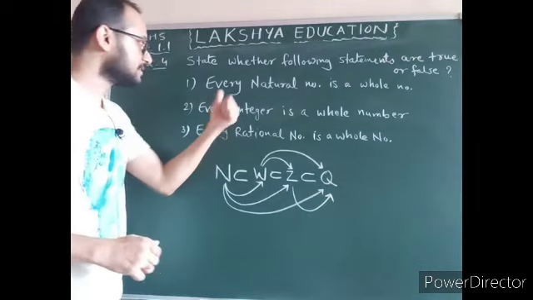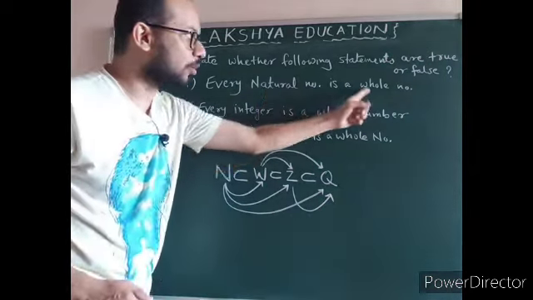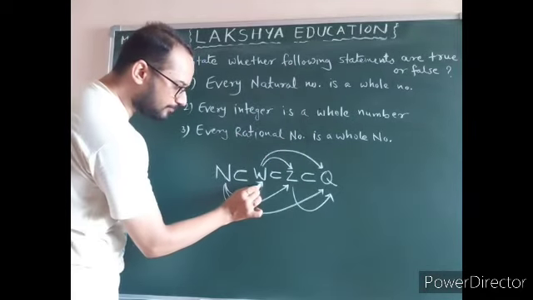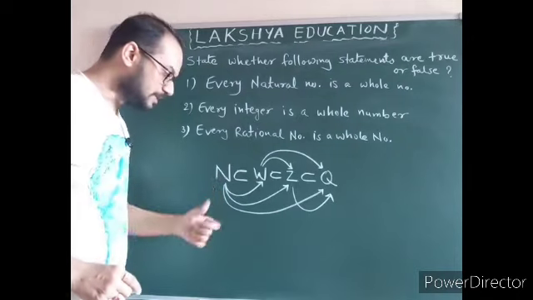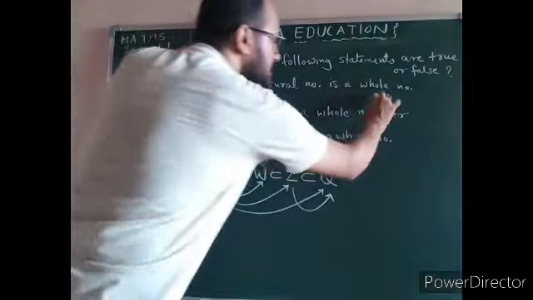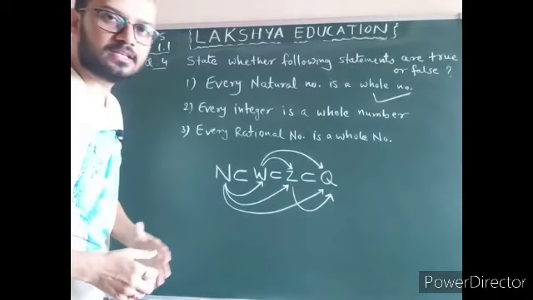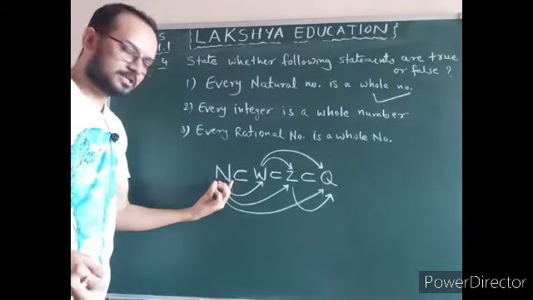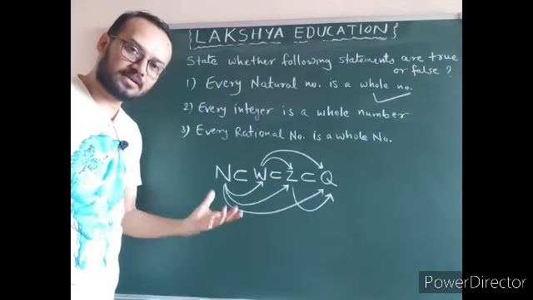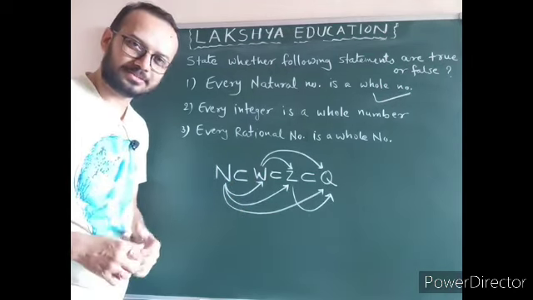The first statement is every natural number is a whole number. You can see here natural to whole, the arrow is going from natural to whole. It means every natural number is a whole number. It is a true statement. So it is true. If you want to give the reason, then all the numbers which are present in natural numbers are included in the set of whole numbers. Therefore, every natural number is a whole number.